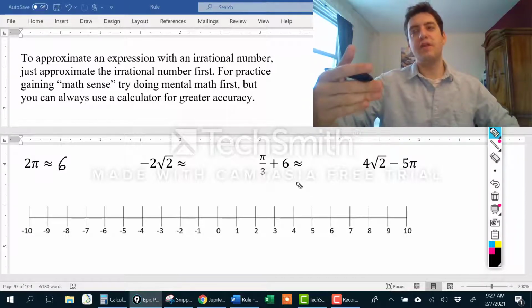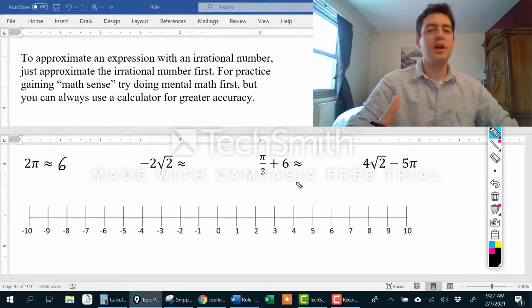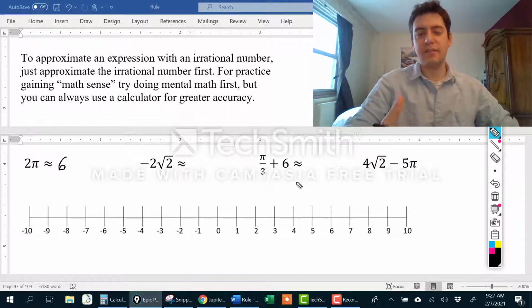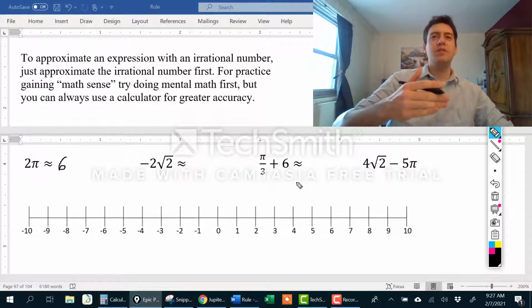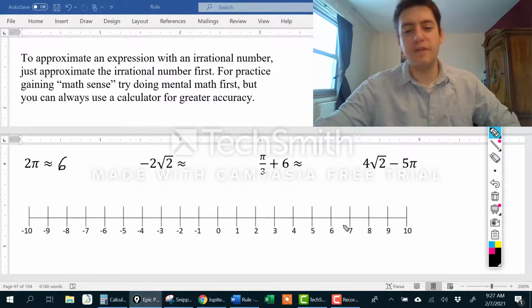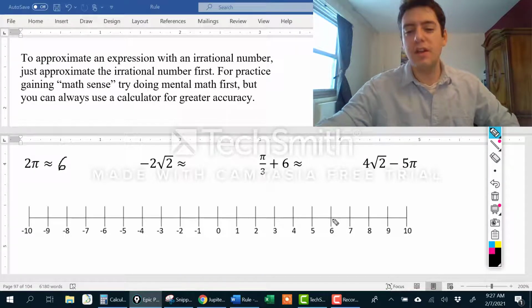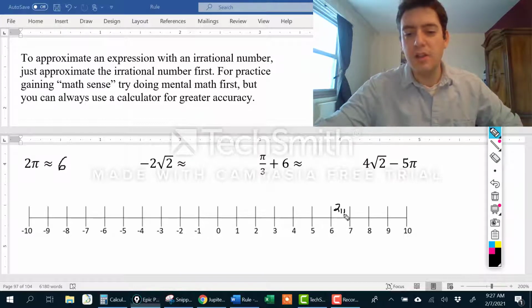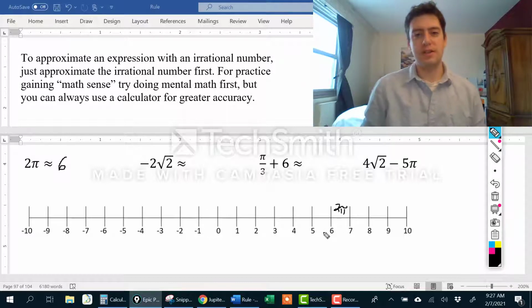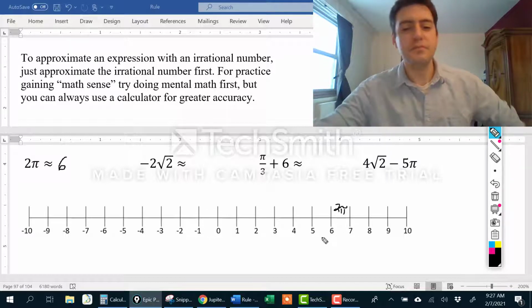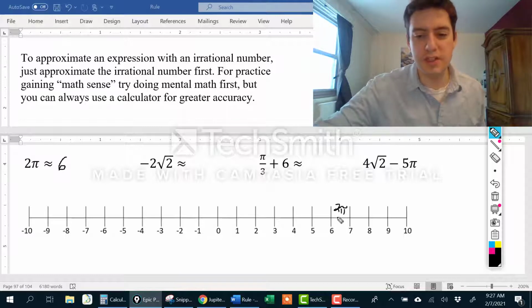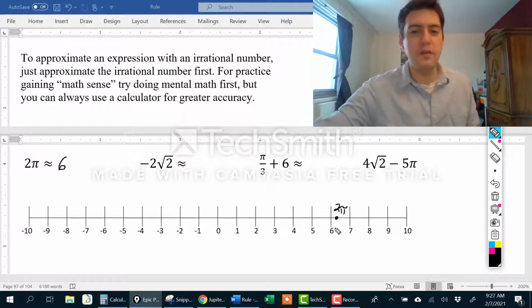If I did 3.5 times 2, then that would be 7. But I know that pi is less than 3.5, and 3.5 times 2 would be 7. But I know it's greater than 3, and 3 times 2 would be 6. So I know it's got to be in between 6 and 7 somewhere. So we could put 2 pi somewhere around here in between 6 and 7. Probably a little bit closer to 6 because pi is only 3.14.